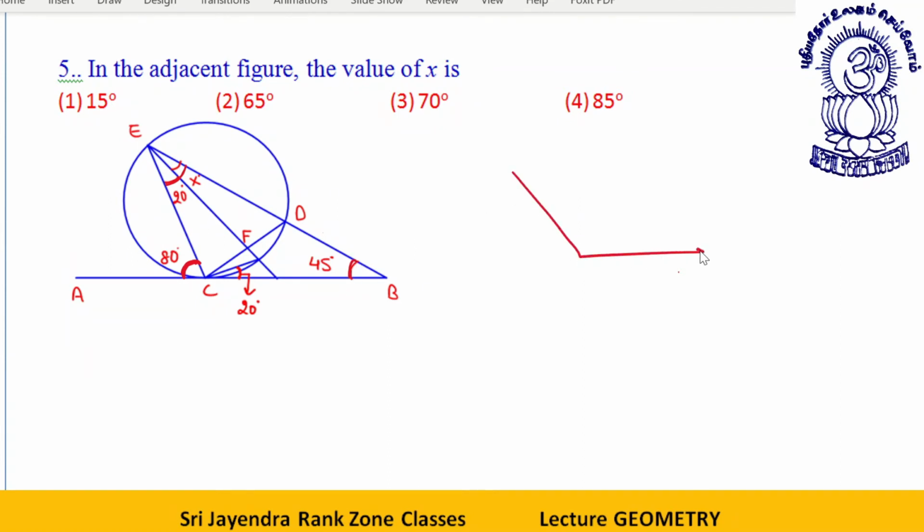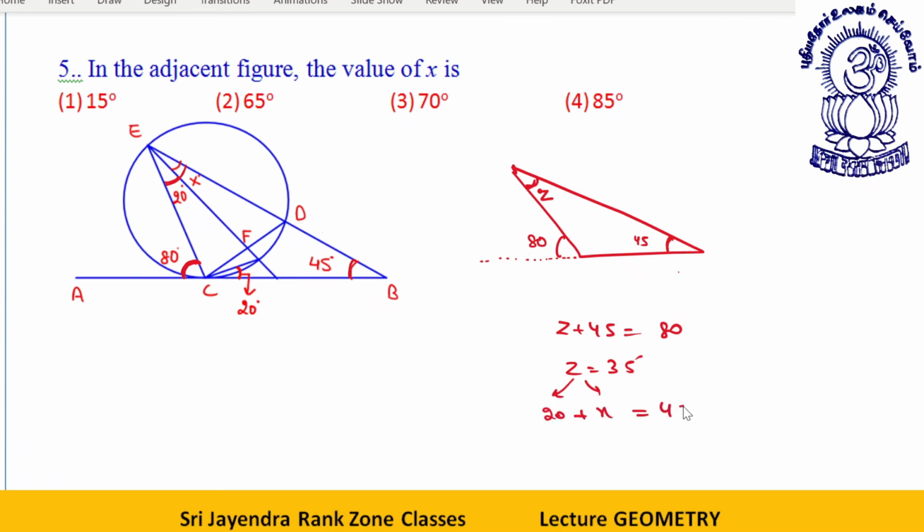This is the exterior angle. This is equal to the sum of two angles. So this is 45. 45 plus this angle, suppose this is z. Z plus 45 is equal to 80 degrees. So z is equal to 35 degrees. What is z? Z is actually 20 plus x. Okay, dear students. So x comes out to be 15 degrees. This is your answer.